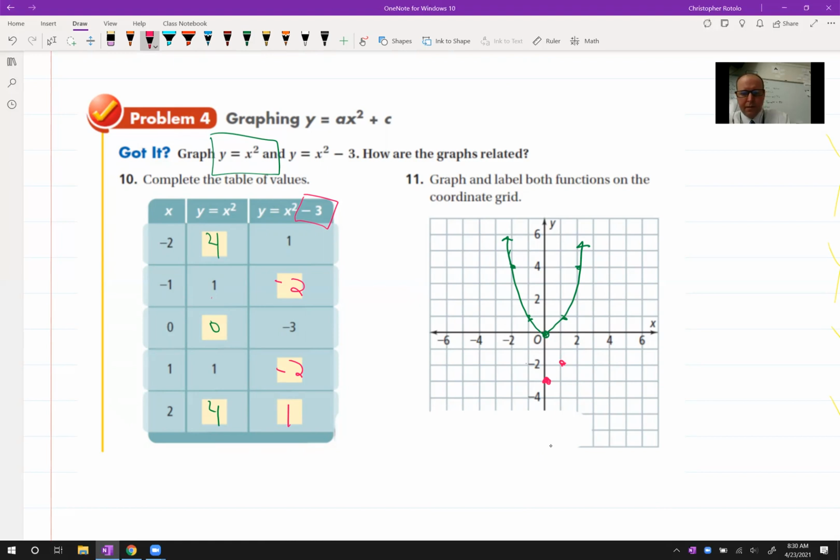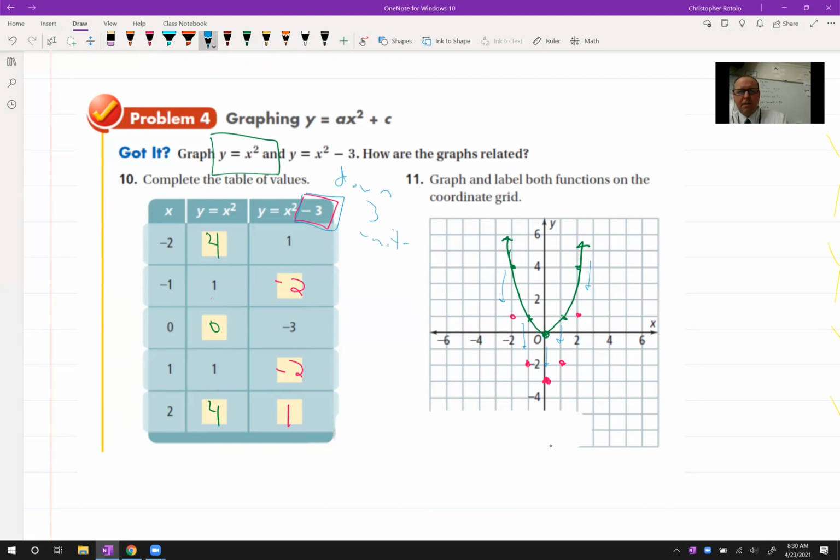1, -2, -1, -2, and 2 lands at 1. So really what happened is I took all the points that I had, and they each went down 3 to make this a new parabola. So that tells me that when I want to look at this, I can actually tell before I make a table or graph it, this thing has been translated down 3 units.